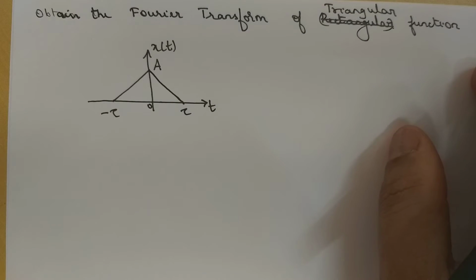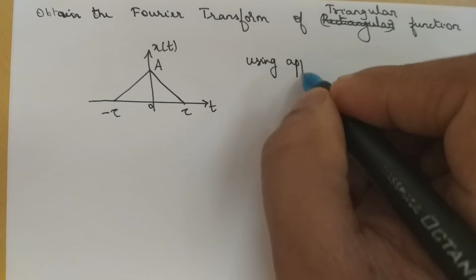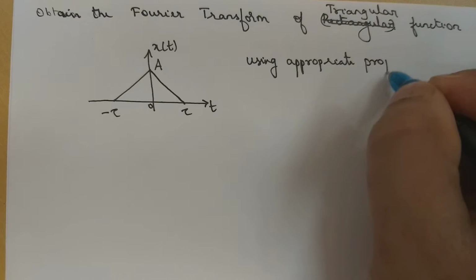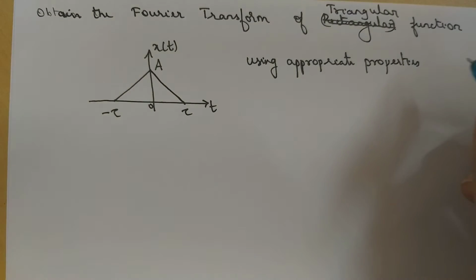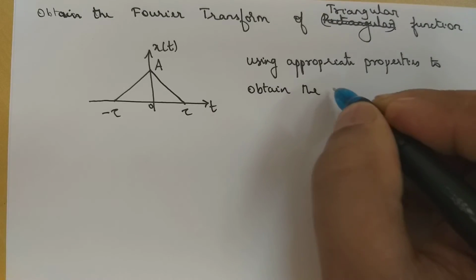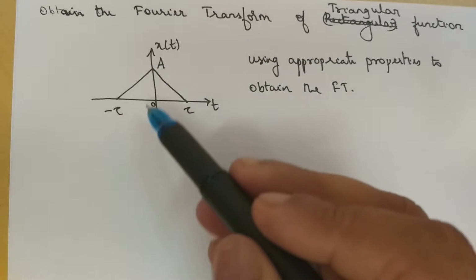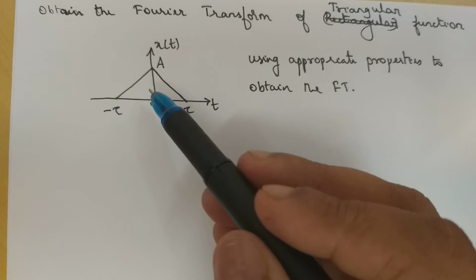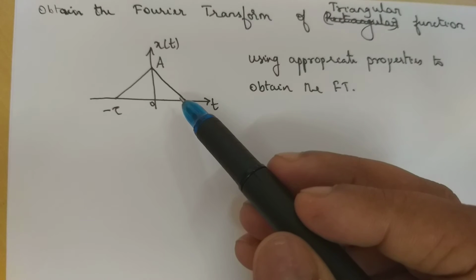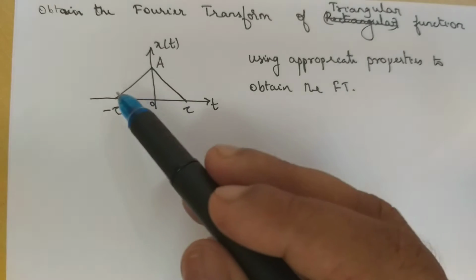So we will use appropriate properties to obtain the Fourier transform. So we will first try to differentiate this x of t and obtain this x of t in terms of impulse function. So here, since there are ramp signals involved, to obtain the impulse function, we have to differentiate this twice.